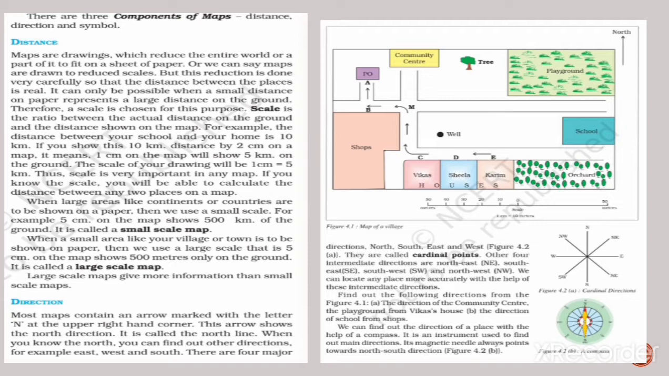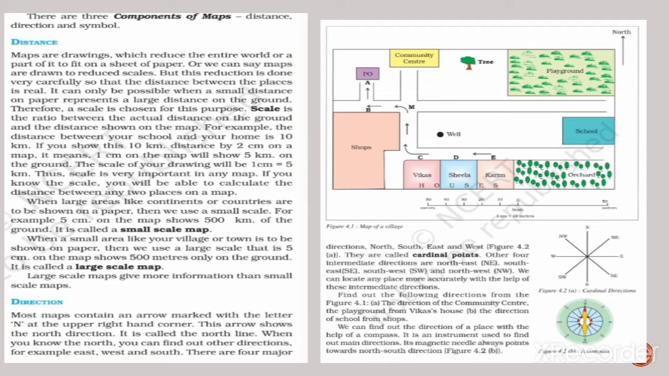Let's discuss with an example. Suppose the actual distance between your school and home is 40 kilometers, but we show it in the map as 5 centimeters. It means the scale is the ratio between the actual distance on the ground and the distance shown on the map. Here the actual distance is 40 kilometers. In the map we show it as 5 centimeters. So 40 divided by 5 is 8 kilometers. Here the scale is 1 centimeter equal to 8 kilometers.